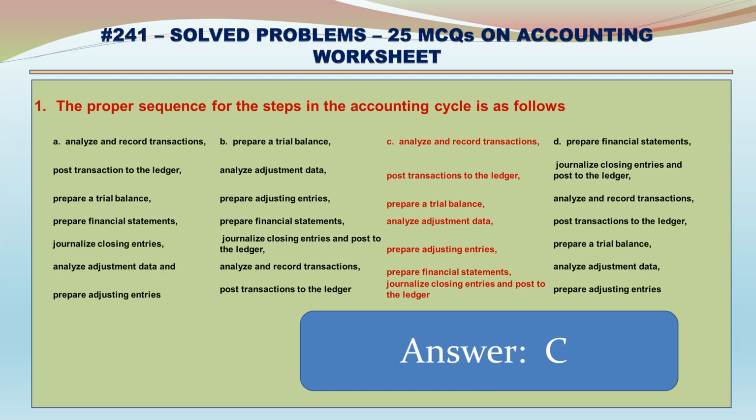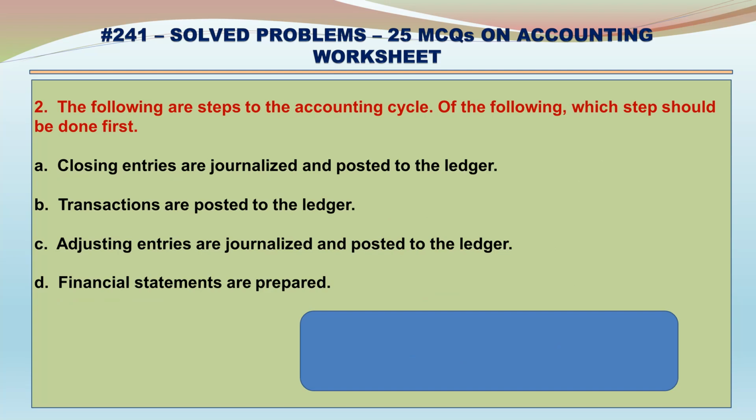Answer C. Analyze and record transactions, post transactions to the ledger, prepare trial balance, analyze adjustment data, prepare adjusting entries, prepare financial statements, journalize closing entries, and post to the ledger. 2. The following are steps in the accounting cycle. Of the following, which step should be done first?